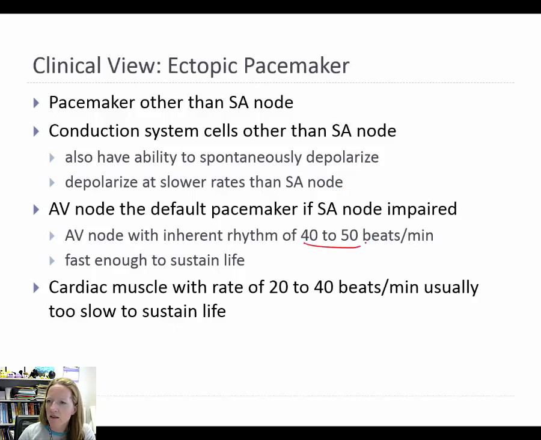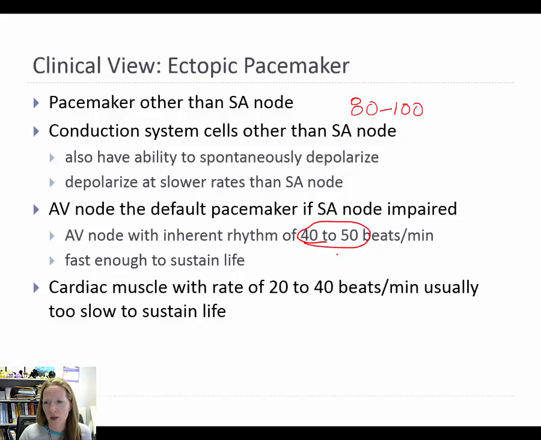If you take a look at this, remember that the SA node typically is 80 to 100. I know the other slide said 75. But usually you see this number 70 to 100. Once it gets down to the AV node, it does have an inherent rhythm. It can depolarize on its own. It's 40 to 50 beats per minute. So no, it's not very fast, but it's enough to at least sustain life.